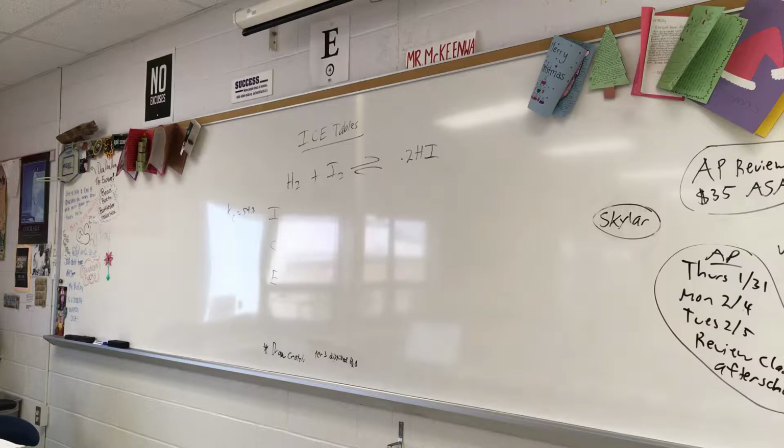If you were going to write the K expression, it would be K equals HI squared over H2 times I2. So you have to square HI, and then whatever's in that parentheses or brackets for HI also has to be doubled because there's two of them. So the concentration's doubled because there's two of them. Yes. Then you square it because that's what the equilibrium expressions tell you.